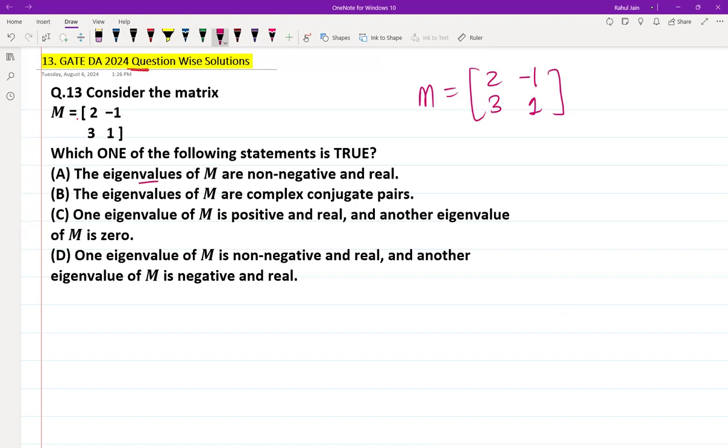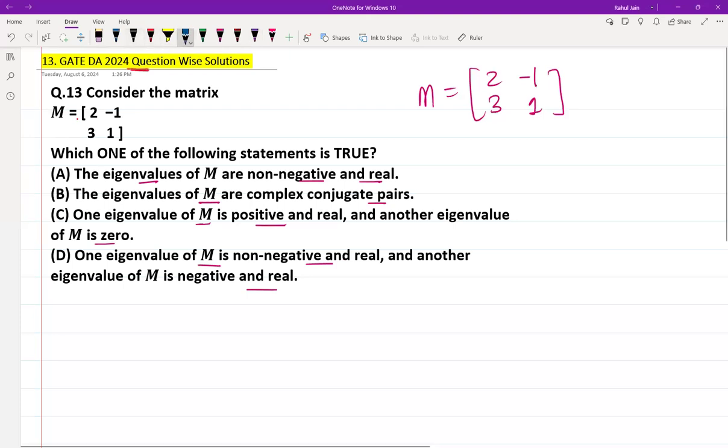The first option is that the eigenvalues of M are non-negative and real. The second option is that the eigenvalues of M are complex conjugate pairs. Option C is that one eigenvalue of M is positive and real and another eigenvalue of M is 0. And option D is that one eigenvalue of M is non-negative and real and another eigenvalue of M is negative and real. So obviously, to answer this question, we must figure out the eigenvalues. Let's try to solve.